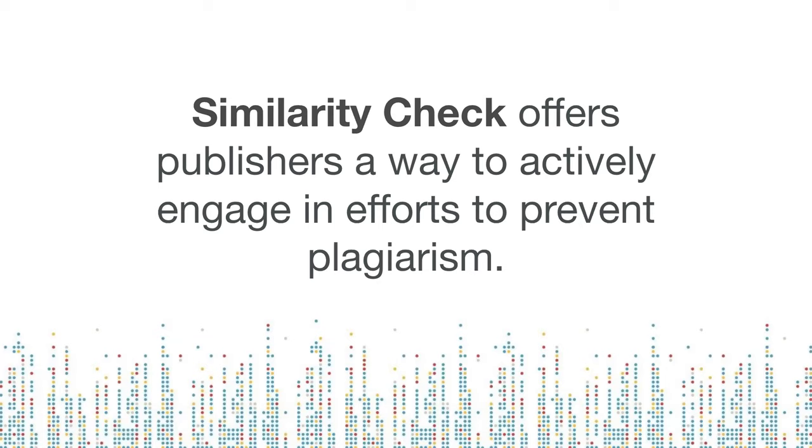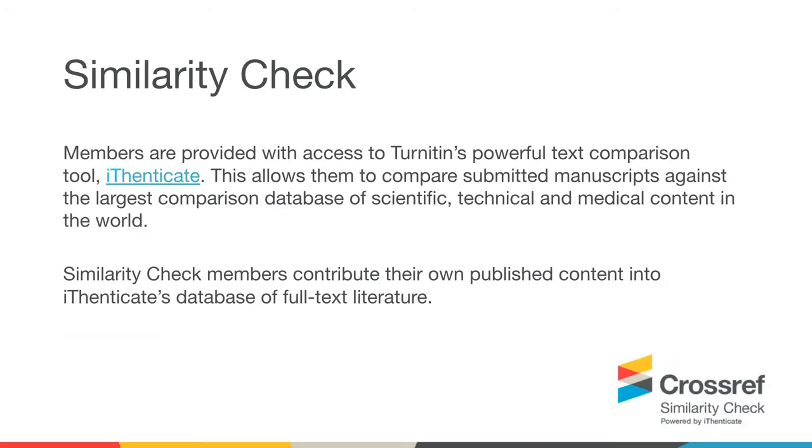Right. So I'm going to talk about two of our additional services, Similarity Check and Crossmark. Similarity Check is a way in which you can screen incoming manuscripts and compare them against other documents to make sure that the content is original. So really, it's a tool that helps editors to prevent plagiarism.